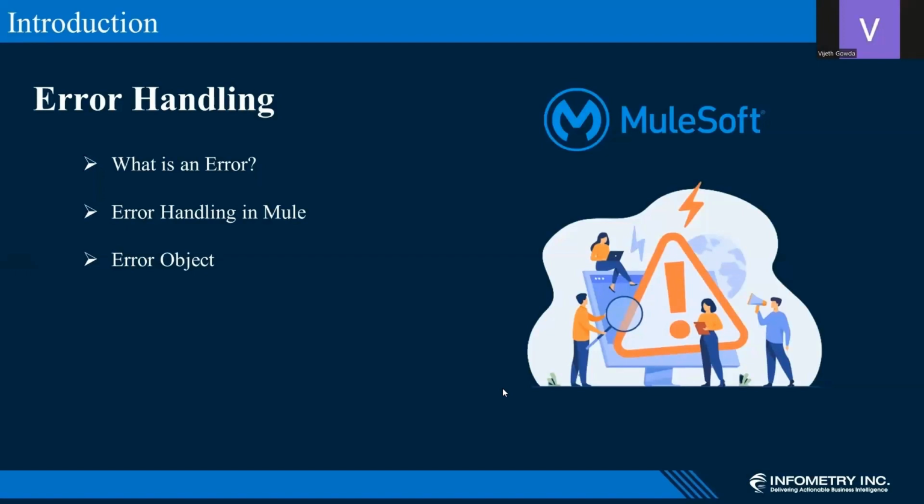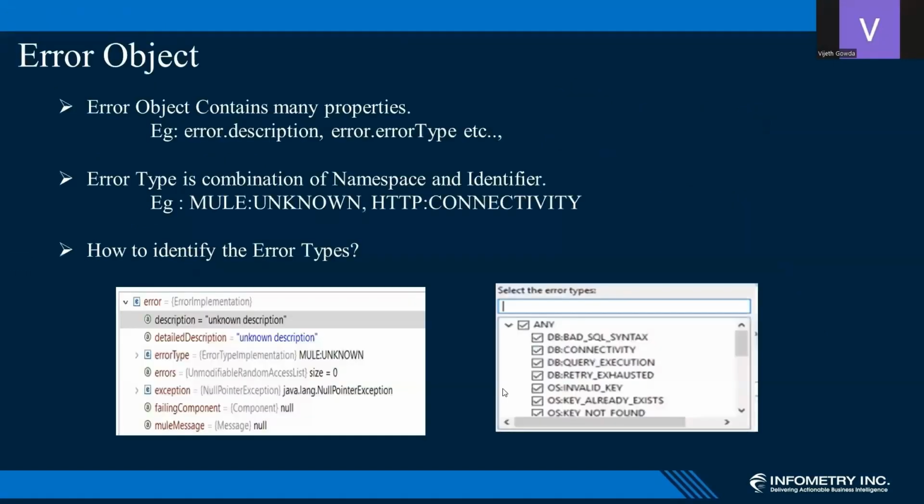Error handling in Mule can be done in different ways. We can make use of different levels of error handling and also error handling scopes. When it comes to the error object, the error object is the most important thing in MuleSoft. Whenever an error occurs in a flow in MuleSoft, by default an error object is going to be created. The error object contains many properties. It contains built-in information like error description, error type, and so on.